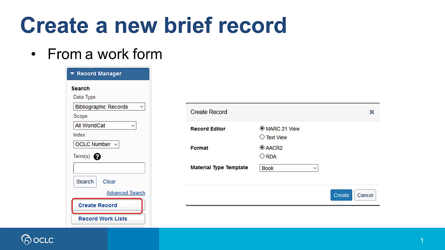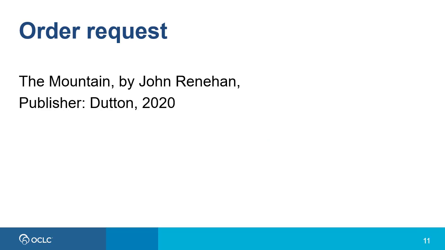If I don't find any record in WorldCat that matches my item, I can create a new record from a work form. So let's say I have an order request for a book called The Mountain by John Rennan, and my order request says the publisher is Dutton, and the book was published in 2020. I've done a thorough search, and I haven't found any record, even with a different publication date or a different format. So I'll go through the steps to create a brief level record using a work form in Record Manager.